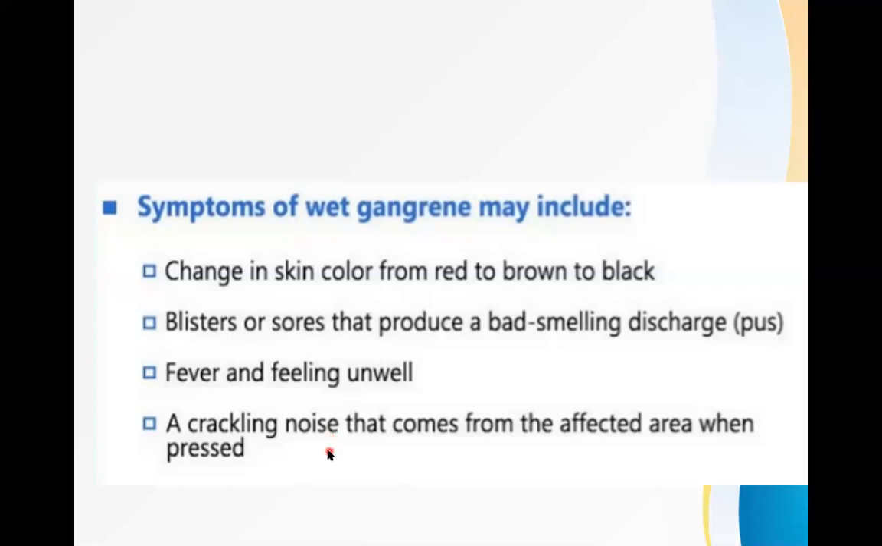Now see there, this crackling noise is also known as crepitation, and this is because of collection of gas in that area, probably because of the infection, because of the bacteria. These bacteria are decomposing substances there. Some gases will be formed, and these gases present inside the tissues, when we palpate, will produce a crackling or crepitus type of noise. This is one of the important features of wet type gangrene.